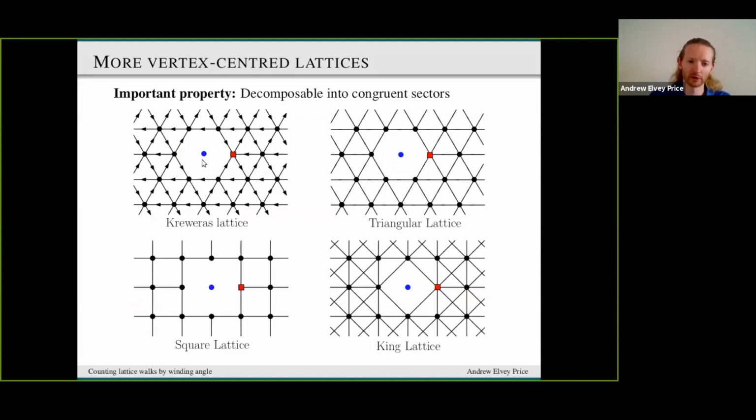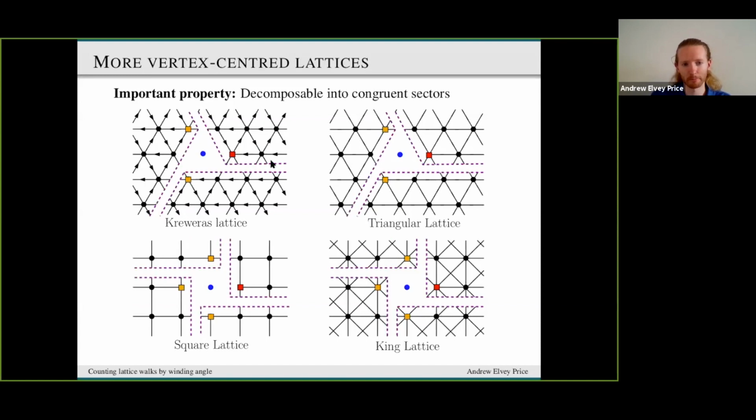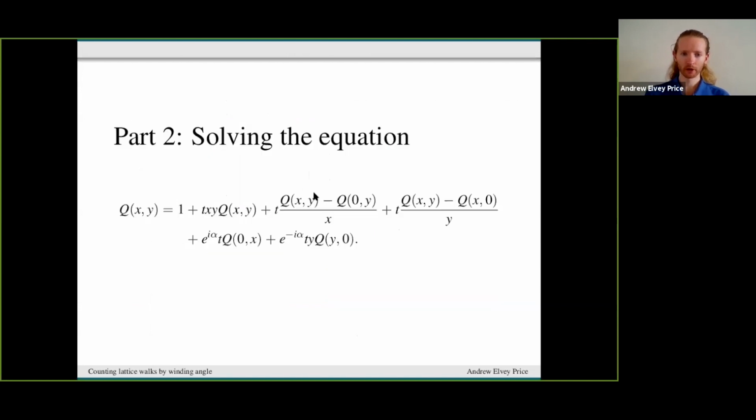The same thing happens in the vertex-centered case where we're winding around the vertex of the lattice. As you can see, again, we can decompose these into congruent sections and get functional equations for the generating functions in the same sort of way. Okay, so anyway, this is the equation for the Kreweras lattice, which we want to solve.